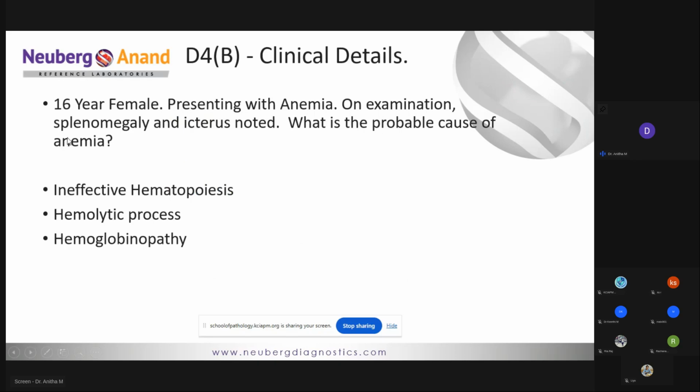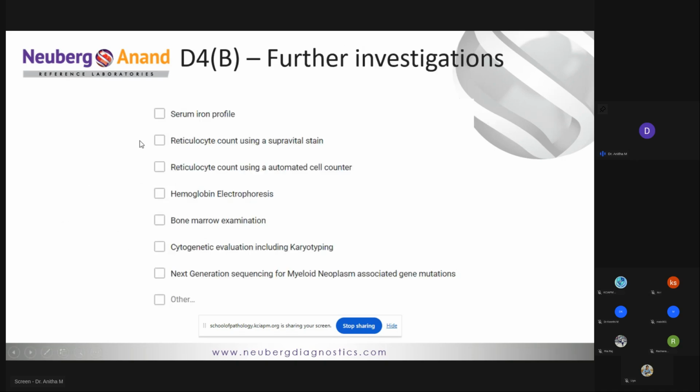When you come to the other case, which is the 16-year-old, again, what is the probable cause? Again, here it is ineffective hematopoiesis, but it's because of a hemolytic process, and that's possible hemoglobinopathy as described, because we are looking at microcytic hypochromic anemia with such severe fragmented RBCs, with in addition splenomegaly and icterus. So again, in this, we would have requested reticulocyte supravital stain, serum iron profile, yes, just because the anemia is too low. But you can almost skip this in this particular case, because there is splenomegaly and icterus, this can be just a thalassemia intermedia phenotype.